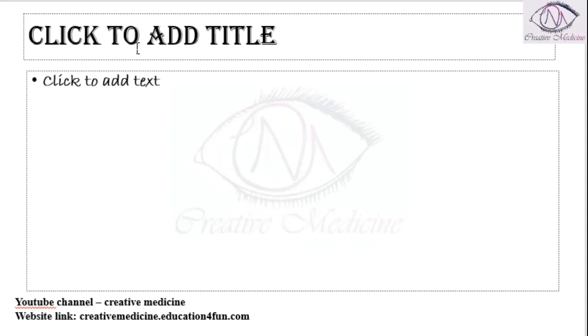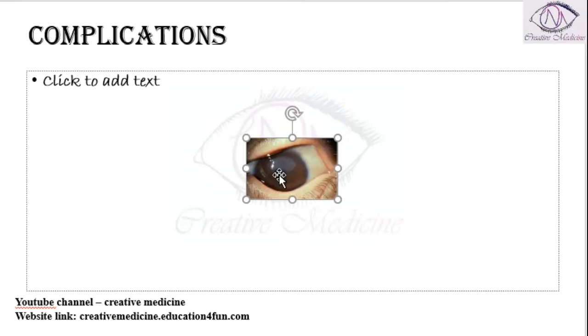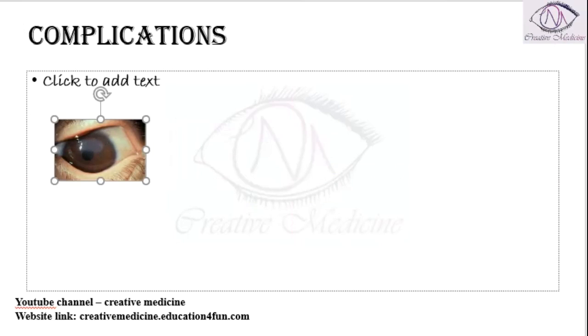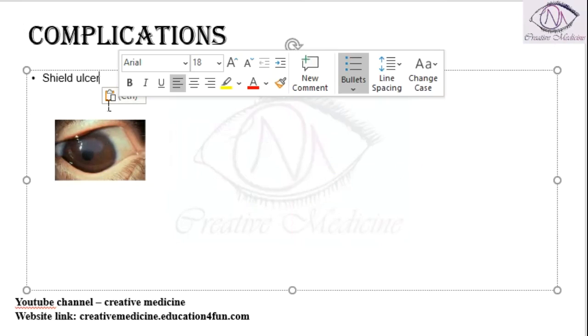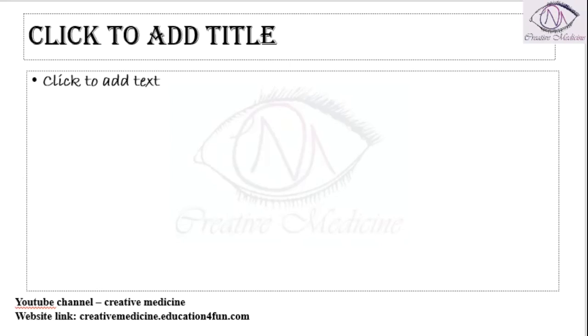In the complications, or even other features, the patient can develop a shield ulcer. Along with that, the patient can develop pseudogerontoxon, or cupid's bow architecture. A pseudogerontoxon or cupid's bow is also seen in the patient as a complication.